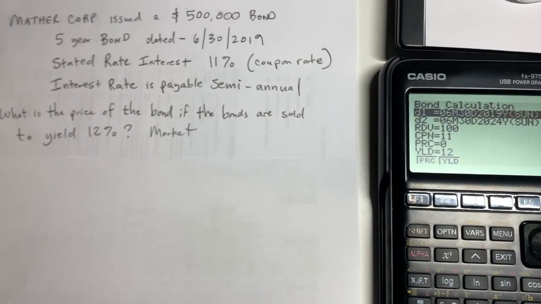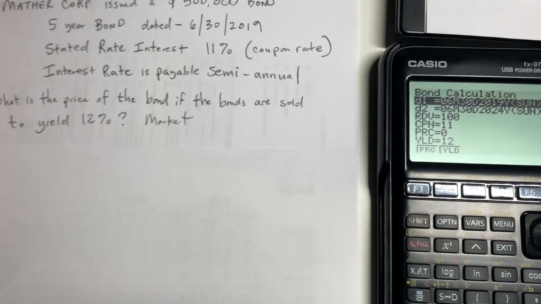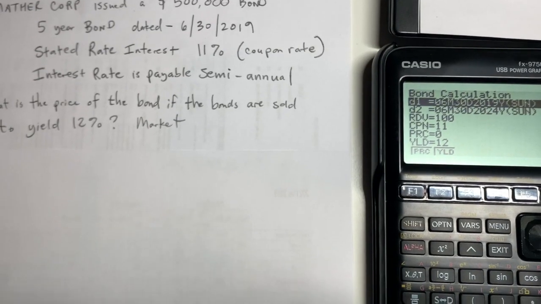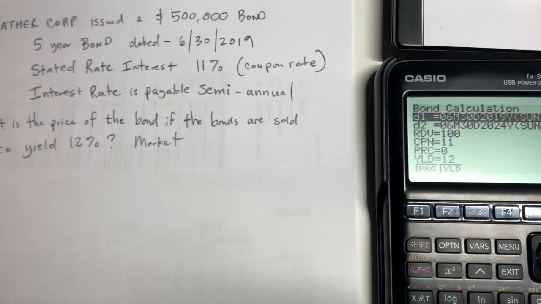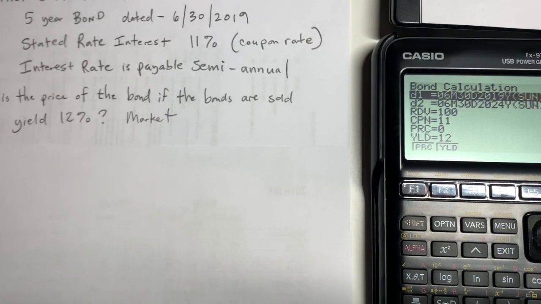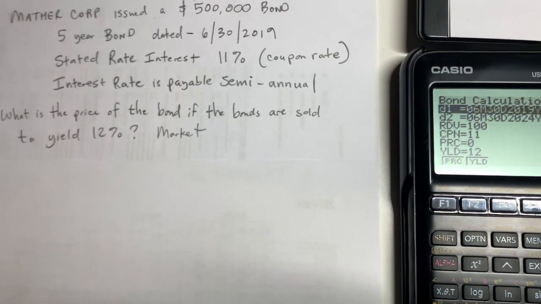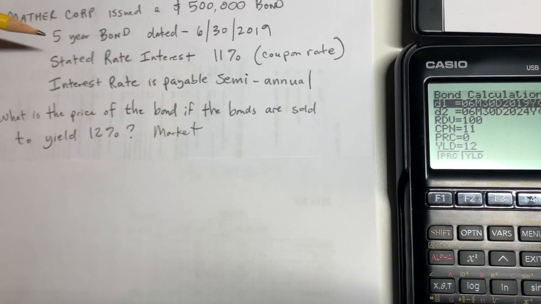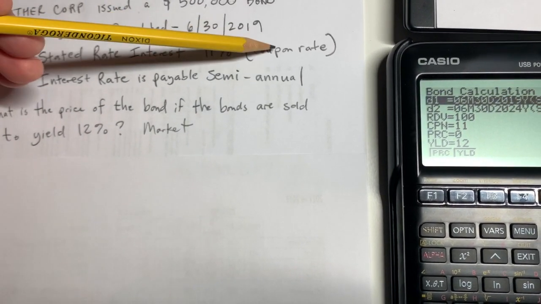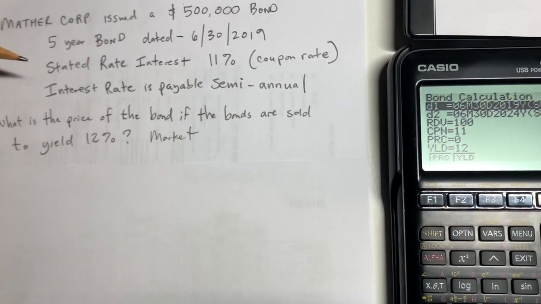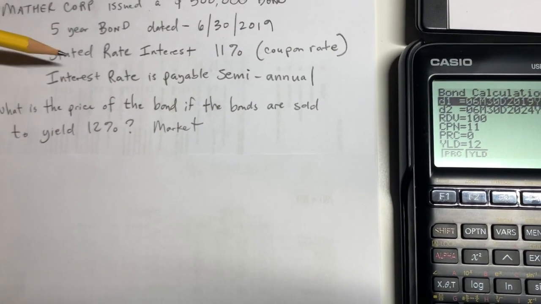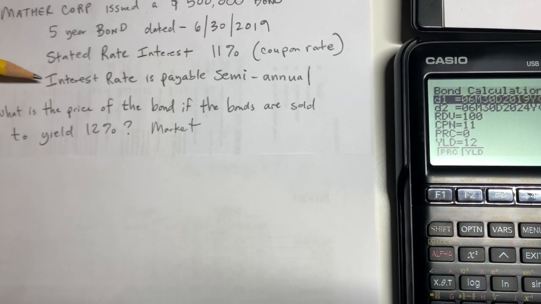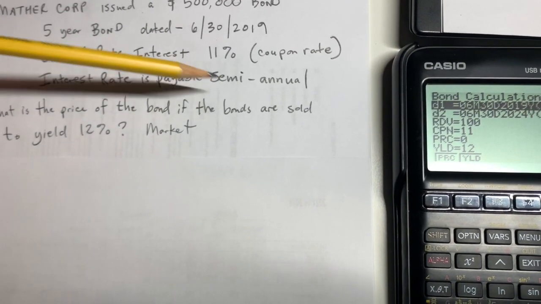Okay, so over here is the problem, which is also written out in the description of the video. It says that Mather Corporation issues a $500,000 bond. This is a 5-year bond. The start date is June 30th, 2019. The stated rate of interest is 11%. That is the coupon rate, the rate of interest that Mather Corporation is actually going to be paying to the purchaser of the bond. And the interest is payable on a semi-annual basis.